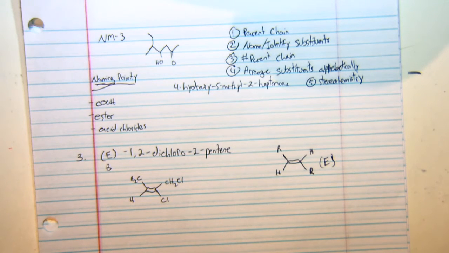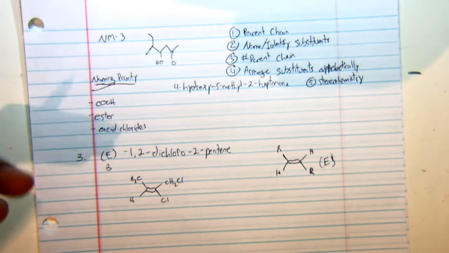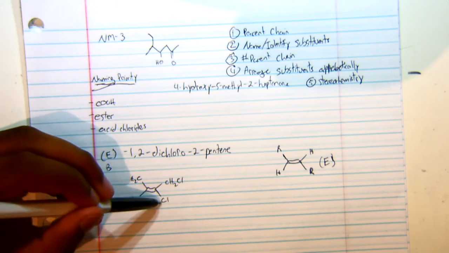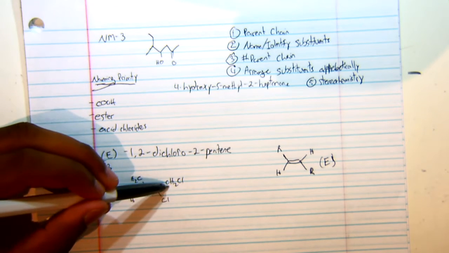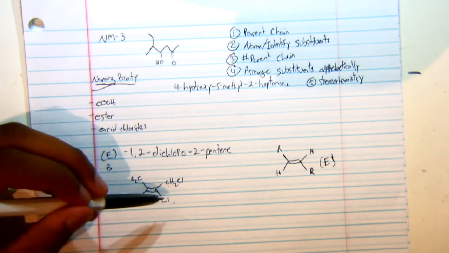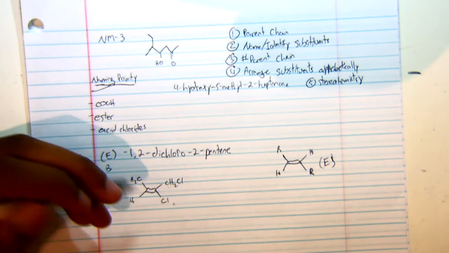Okay, so kind of like with R and S, you're going down each one. You look at the first one. If these two both had carbons and then a CH2Cl, then you look at the next one and the next one and the next one.